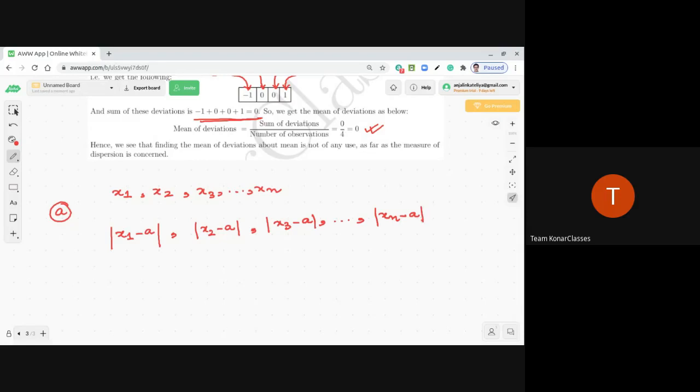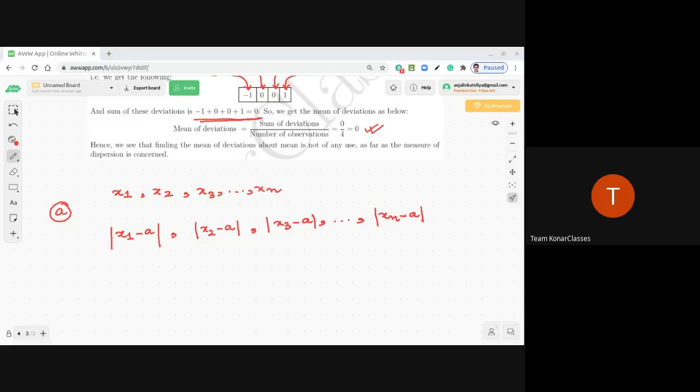Now, if we add all these values and divide it by the number of observations, then we cannot get 0, unless in a very specific case where all the values are equal. That is different. Then we cannot get the value 0. So that is the way to find the mean deviation about the number A.